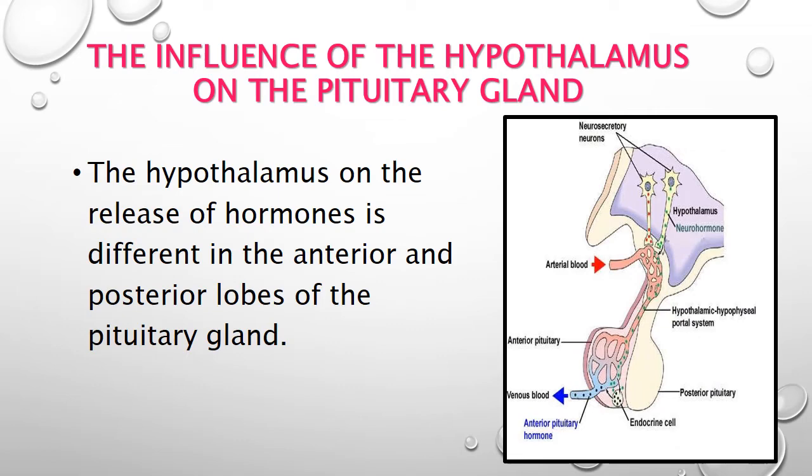Now the influence of the hypothalamus on the pituitary gland. As we know, the hypothalamus influences the release of hormones differently in the anterior and posterior lobes of the pituitary gland. The hypothalamus is triggering and sends the message to the anterior as well as the posterior lobe of the pituitary gland, and they will secrete the hormone into the blood.